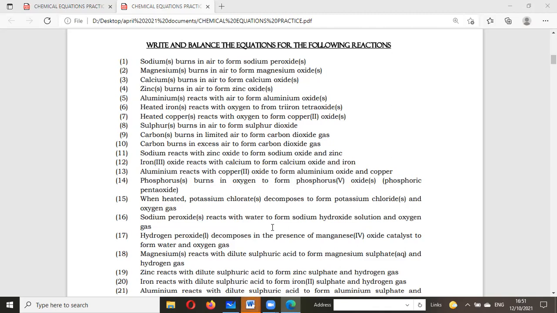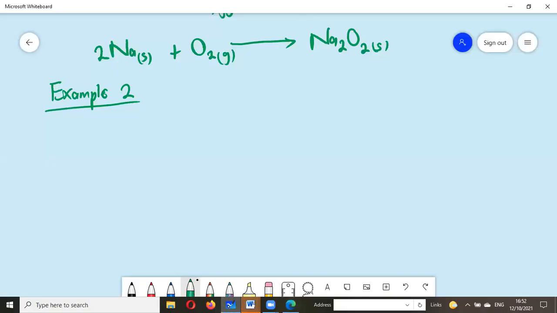So therefore, we have magnesium. The symbol is Mg. Out there, magnesium is a solid, so that means the state symbol is S. It burns in air, which means it is going to react with oxygen gas, O2. So this one is a gas.